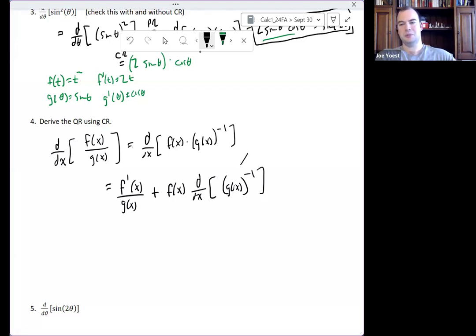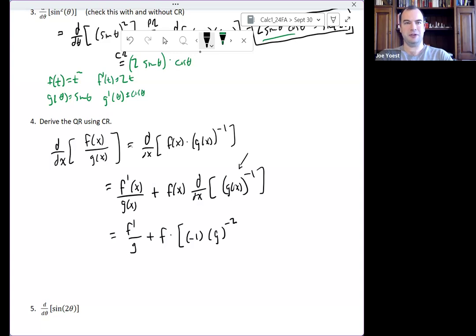And of course, this is the bit where we're going to use the chain rule because we have the derivative of something to a power. And what does this tell me? This says I bring the power down. I subtract 1 off the power. So minus 1 minus another 1 makes a minus 2.